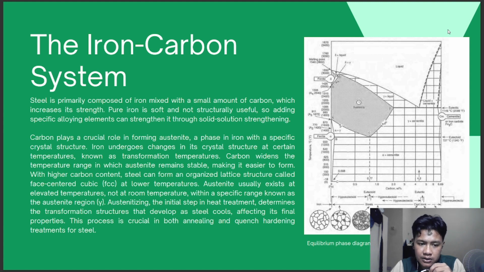With higher carbon content, steel can form an organized lattice structure called face-centered cubic, or FCC, at lower temperature. Austenite usually exists at elevated temperatures, not at room temperature, within a specific range known as the austenite region. Austenitizing, the initial step in heat treatment, determines the transformation structure that develops as steel cools, affecting its final properties. This process is crucial in both annealing and quench hardening treatment for steel.